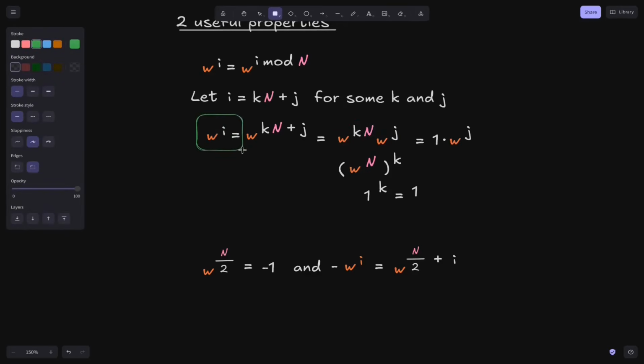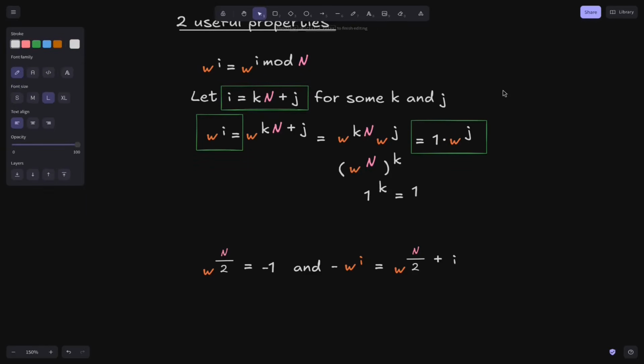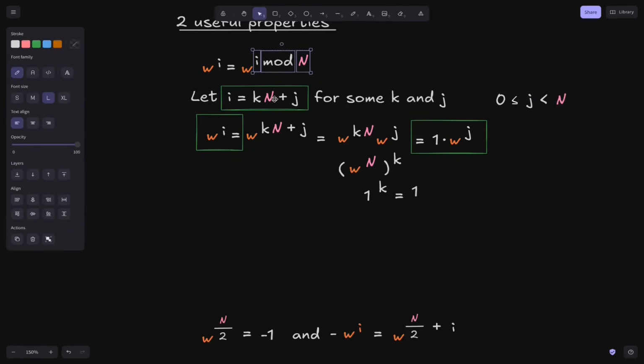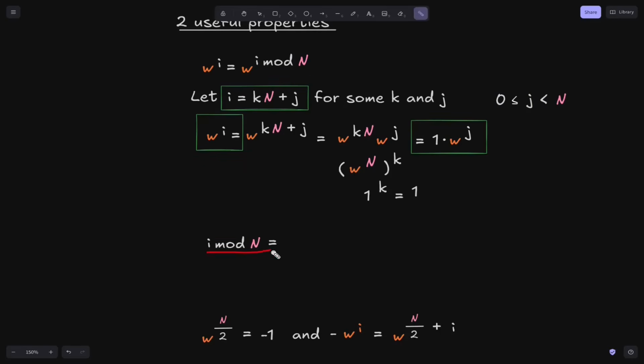w raised to the power of i is equal to w raised to the power of j when i is equal to k multiplied by n plus j for some k and j. And here, since we're writing i as a multiple of n plus some remainder j, I'll make it clear that j will be a number between 0 and less than n. Okay, how about i mod n? What is this equal to? i mod n, by definition, is equal to the remainder j after we find the largest number that is a multiple of n less than or equal to i. So this is simply equal to j.